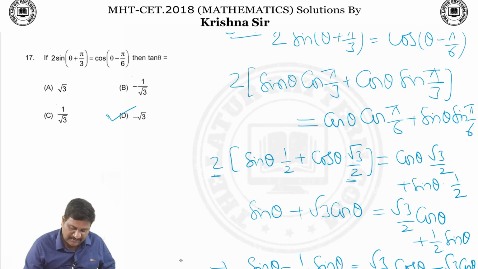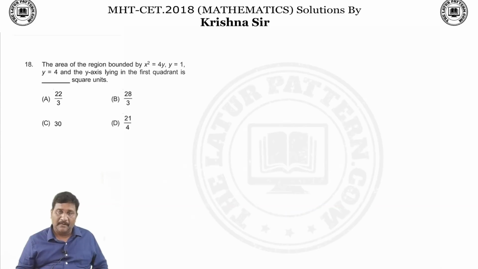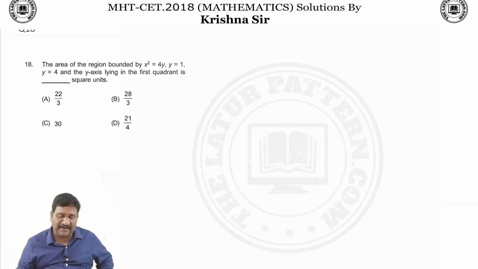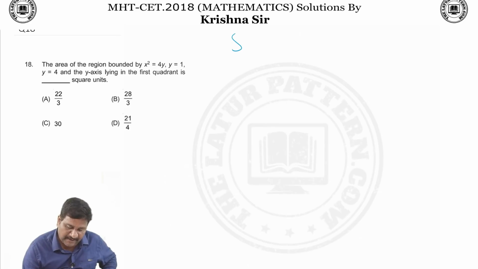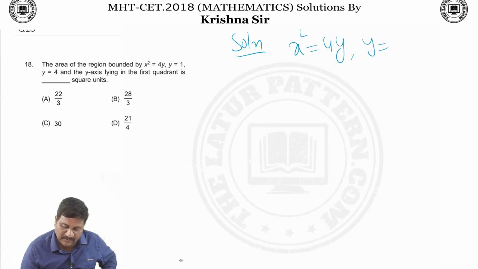Now from our options, the tan theta value is minus root 3. The option is D. Now the solution of question number 18. The area of the region bounded by x square is equal to 4y, the upward parabola, and the lines y is equal to 1, y is equal to 4, and the y-axis, lying in the first quadrant.